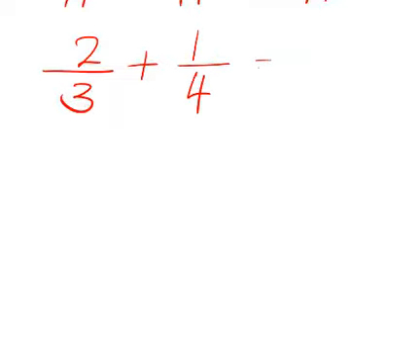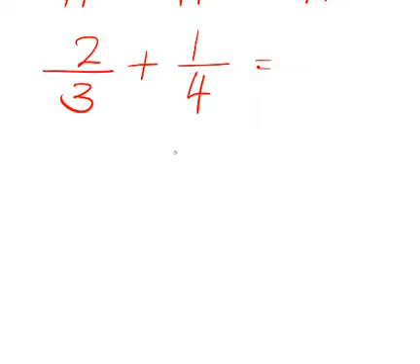For example, 2 over 3 plus 1 over 4. Here we can see that the first one's denominator is 3 and the second one's denominator is 4. So how will you do this? Since the denominators are not the same, we have to make them same. So how can we make them same? Take the LCM. LCM means least common multiple of the denominators 3 and 4.